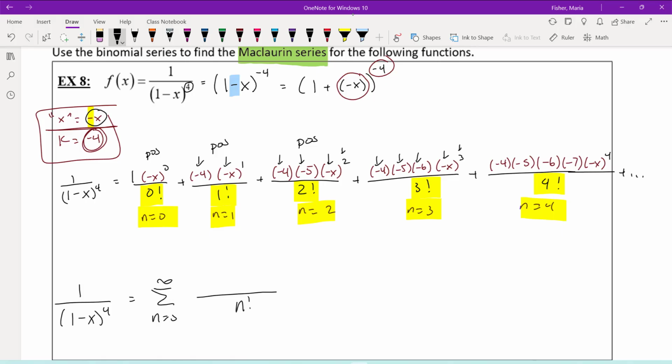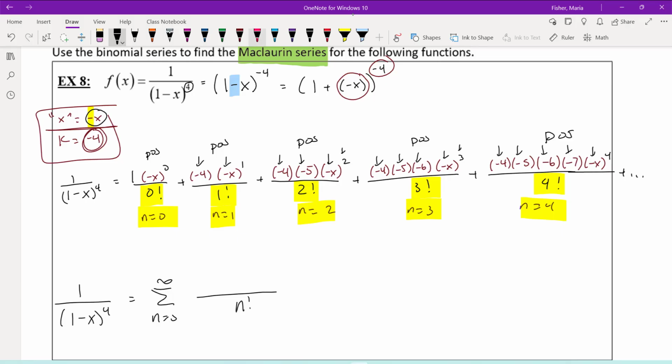But a negative cubed is negative, so all of this multiplied together makes a positive number. Here, negative, negative, negative, negative, negative to the 4th. So 4 negatives multiplied together is positive, and negative to the 4th is positive. So I have a positive number. I don't alternate for this particular series, so I won't need a negative 1 to the n.